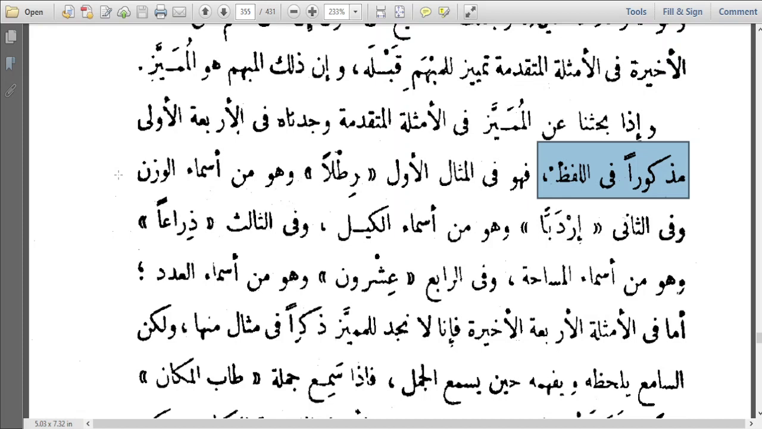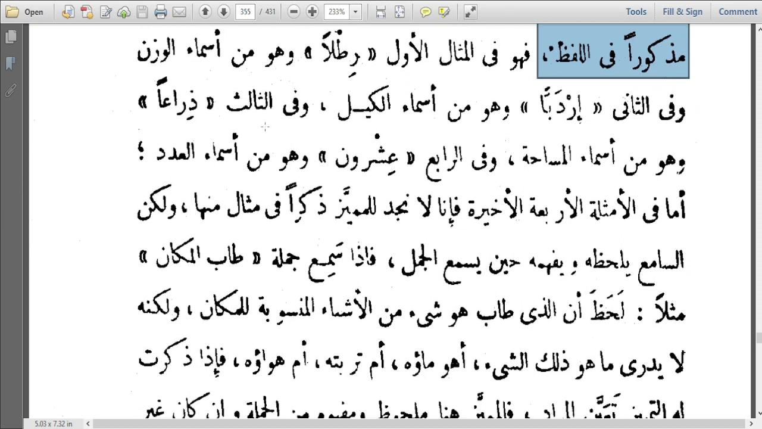وفي الثالث ذراعا. In the third sentence, the mumayyiz is dhira'an, وهو من أسماء المساحة, part of the nouns of distance. وفي الرابع, and in the fourth sentence, the mumayyiz is what? Ishrun, the number there. Ishrun, that is the mumayyiz, وهو من أسماء العدد, and it is part of the nouns of number.